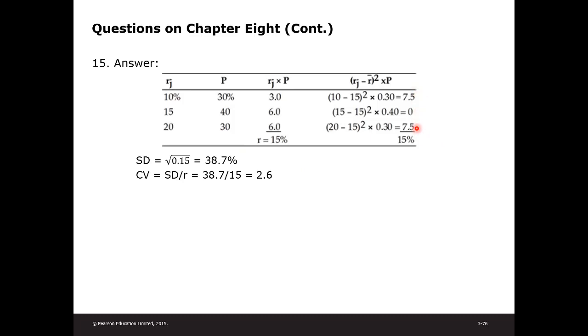Then we add up these variances together in order to come up with the final variance for this asset, which is 15%. And in order to come up with the standard deviation, we need to take the square root of this 15%. So the standard deviation will be 38.7%. Then to calculate the coefficient of variation, we will divide the standard deviation, which is the 38.7%, by the expected return, which is 15%, like here, so the coefficient of variation will be 2.6.